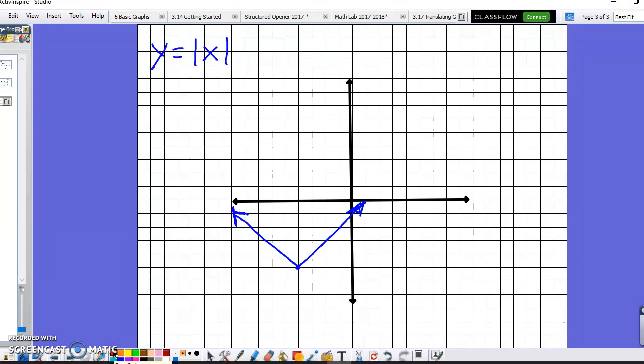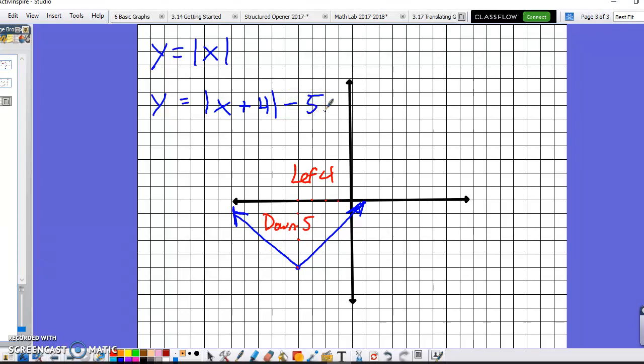Okay, so let's count out our translation. 1, 2, 3, 4. So that went left 4, and then down 1, 2, 3, 4, 5. Down 5. Okay? Hop up here to my equation. Horizontal shift goes with the x, opposite direction. So x plus 4. Vertical shift goes outside of the x, or outside of your symbols here, same direction, so minus 5.